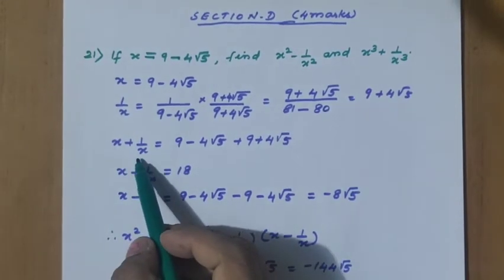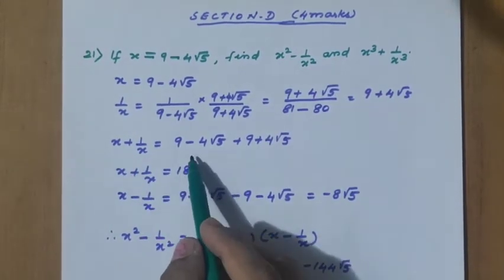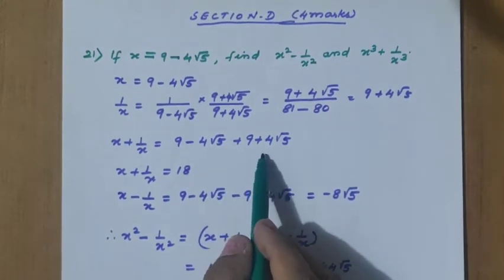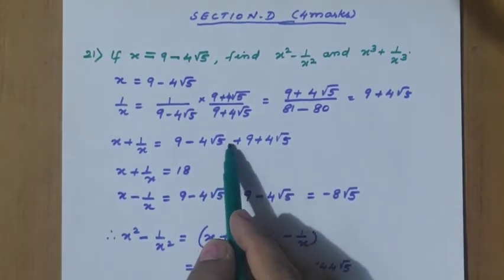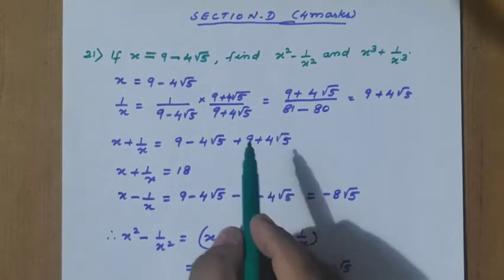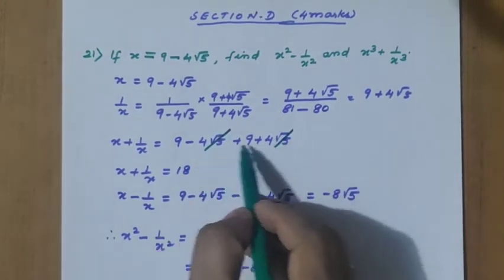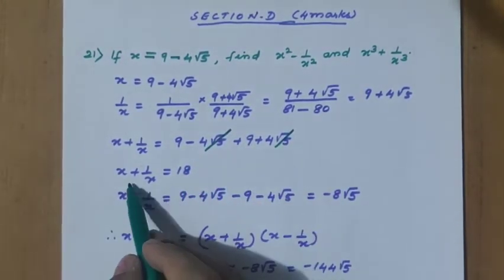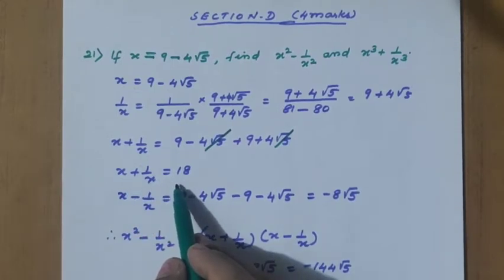So what is x plus 1 by x? You should substitute 9 minus 4 root 5 plus 9 plus 4 root 5. So minus 4 root 5 plus 4 root 5 will get cancelled. So what is the remaining? 9 and 9, so 18. So x plus 1 by x we got as 18.